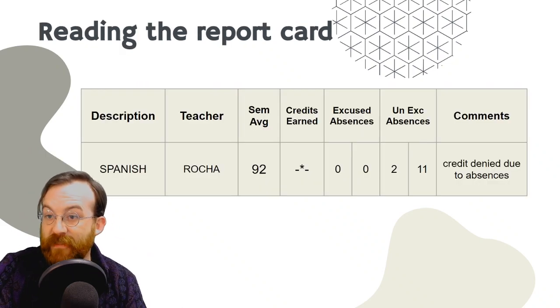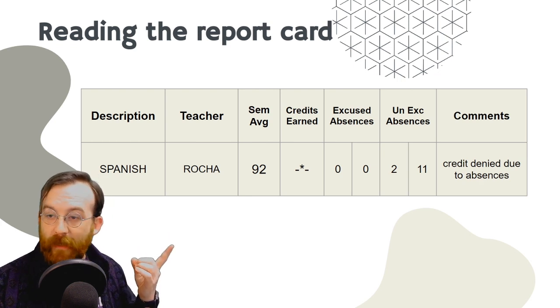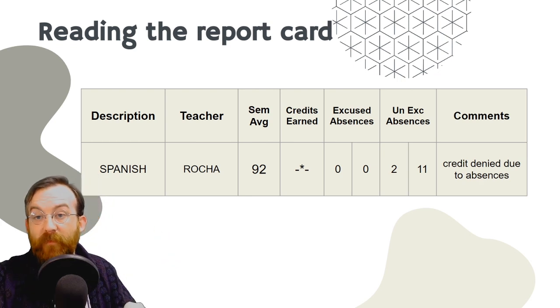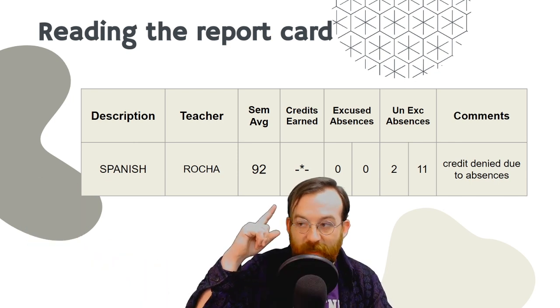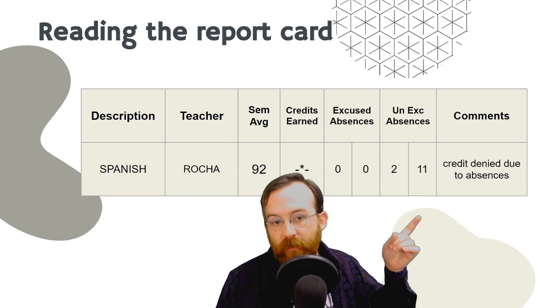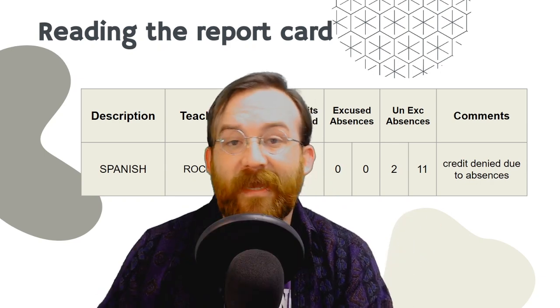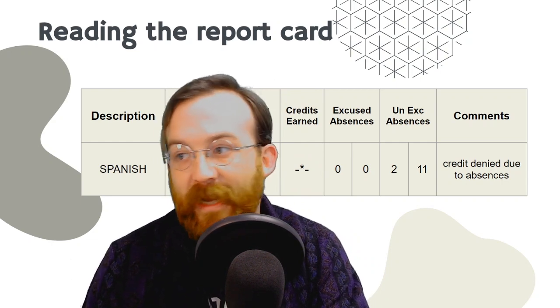And if you look at my example in Spanish, I got a 92. I got an A in the class. Maybe I was really good at Spanish, maybe I was naturally talented, but I still got the credit denied because I was absent over 10% of the time that the class met. And as the law states, it's excused or unexcused absences that count towards it.